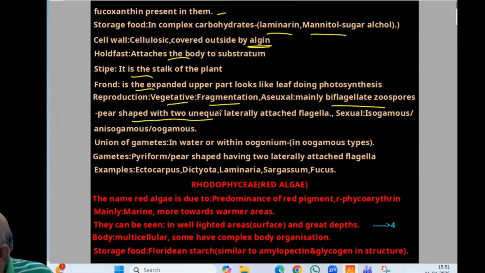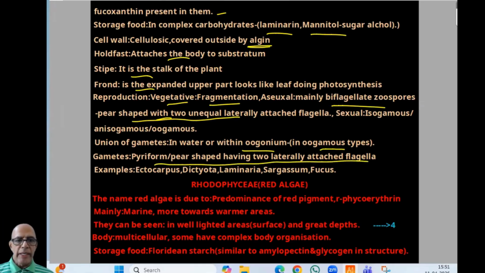For example, pear-shaped with 2 unequal lateral attached flagella. Sexual reproduction can be isogamous, anisogamous, and oogamous. Union of gametes takes place in water or within the oogonium, in oogamous types. Gametes, again important, like here, this one: pear-shaped with two lateral attached flagella. Examples: Ectocarpus, Dictyota, Laminaria, and Sargassum, Fucus.